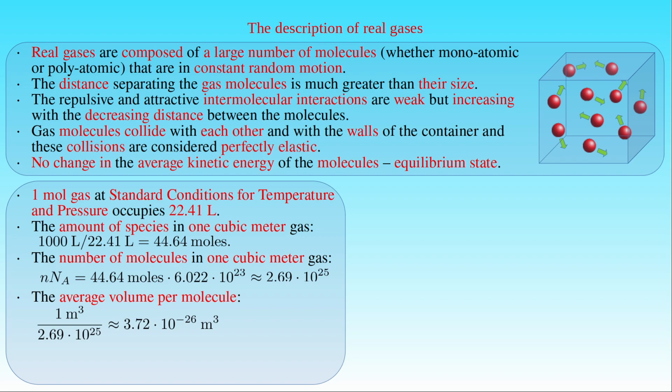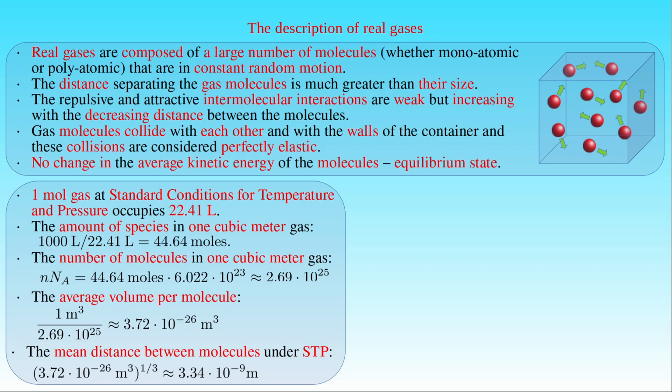Now we estimate the linear length associated with the size of this average volume enclosing a single particle by assuming that its cube is equal to the average volume per particle. Then this linear length describing the mean distance between the molecules can be written as 3.72 times 10 to minus 26 cubic meter to the power of 1/3, which is about 3.34 times 10 to minus 9 meters. As a result, the mean distance between the molecules of a gas in standard conditions for temperature and pressure is approximately equal to 33 angstroms.